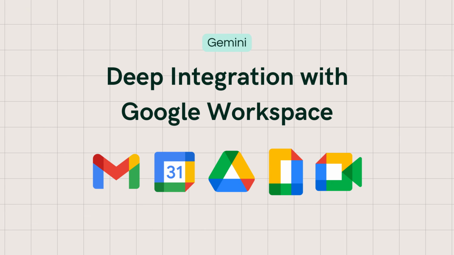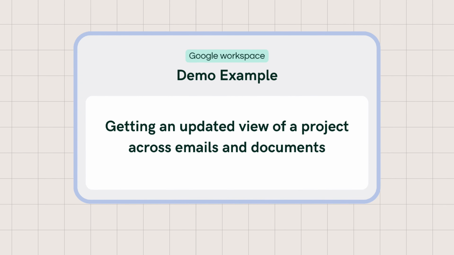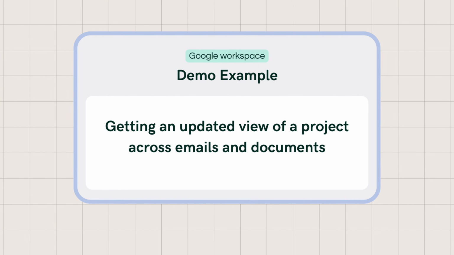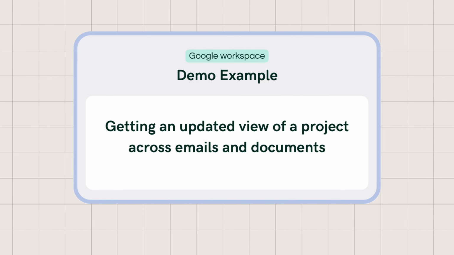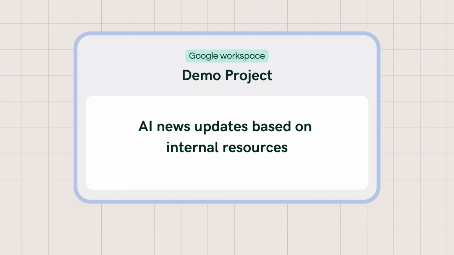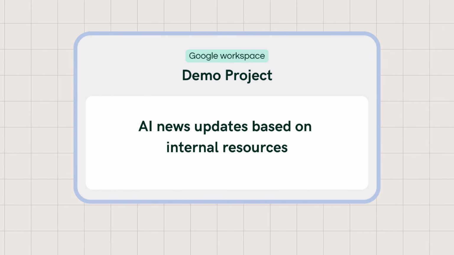Now I'm going to show you another high-impact example before we move into Gemini's design capabilities. This time, we will see how Gemini can scan more of your workspace and generate more complex results. The task here is something we all deal with: getting a clear, up-to-date picture of a project that's constantly evolving across emails and documents. We'll use AI news updates based on internal resources as the project.